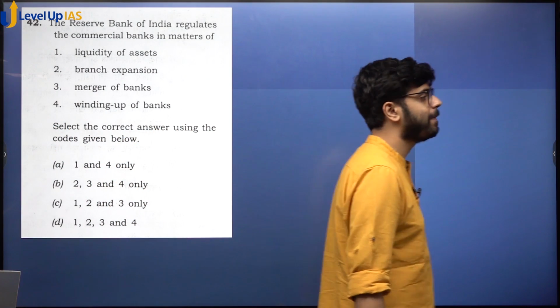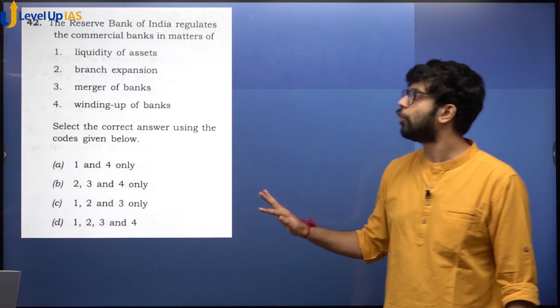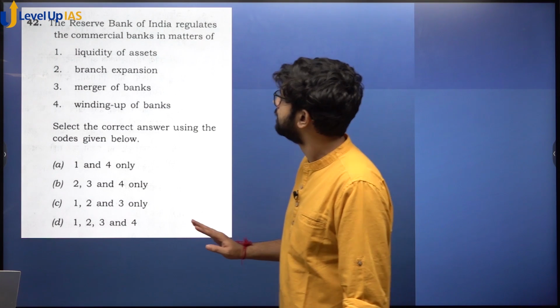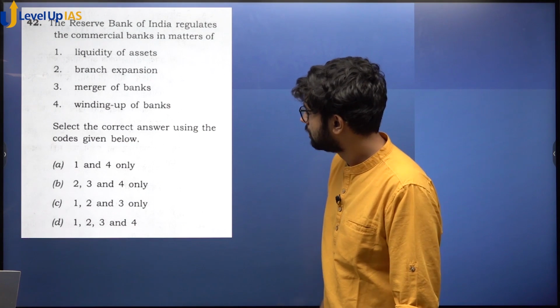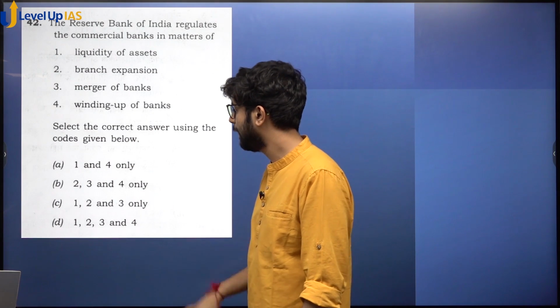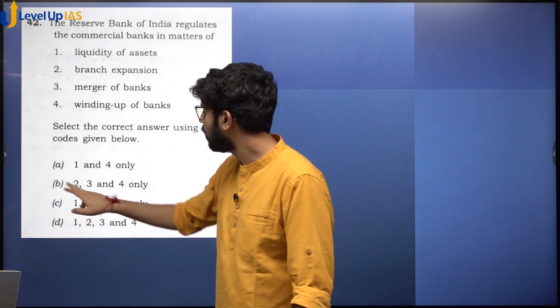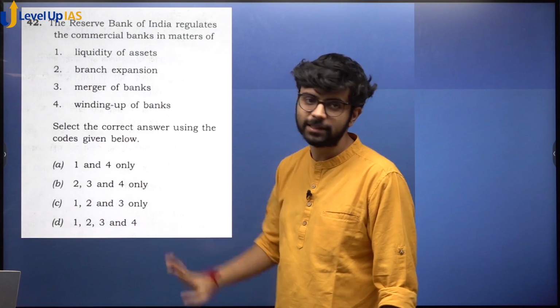RBI regulates commercial banks in matters of what? Let's see, what do we know for sure? Merger of banks. 3 is there, and 3 with 2 is always there, so branch expansion is also done.